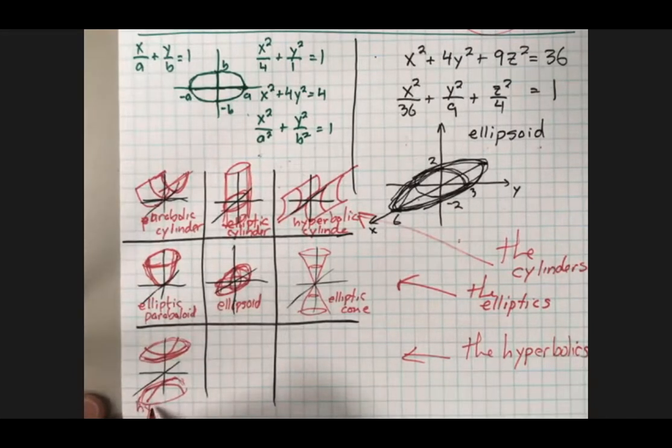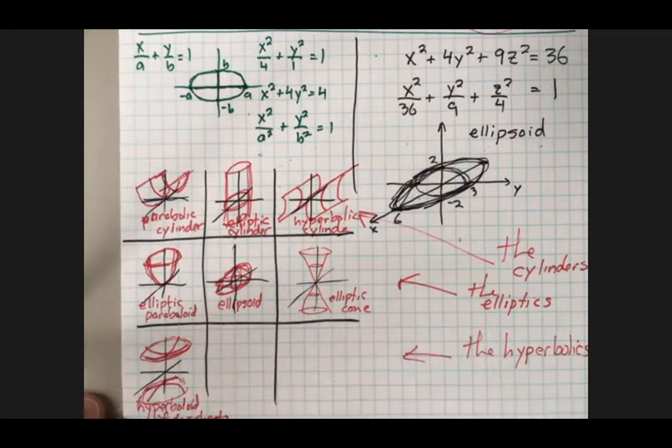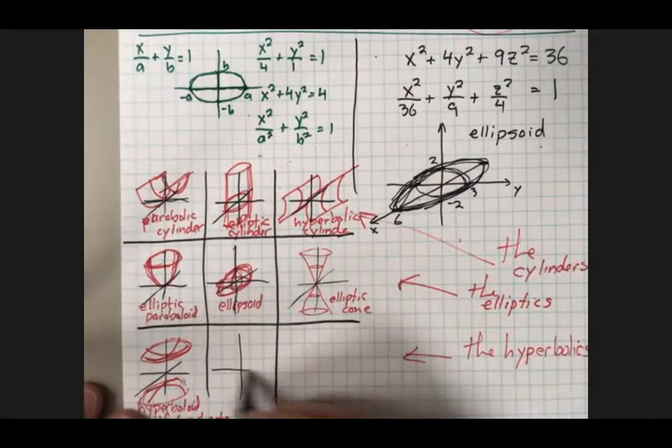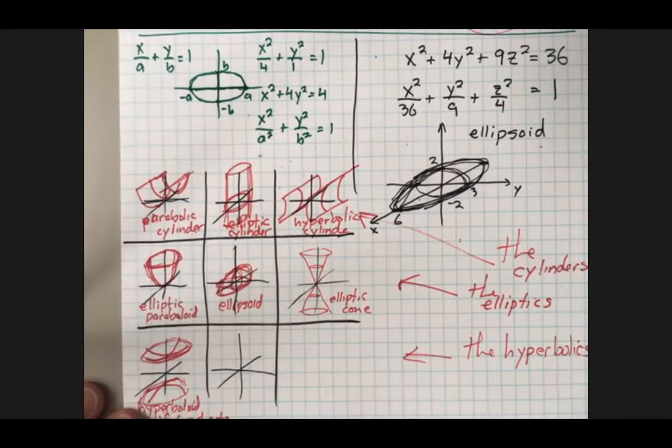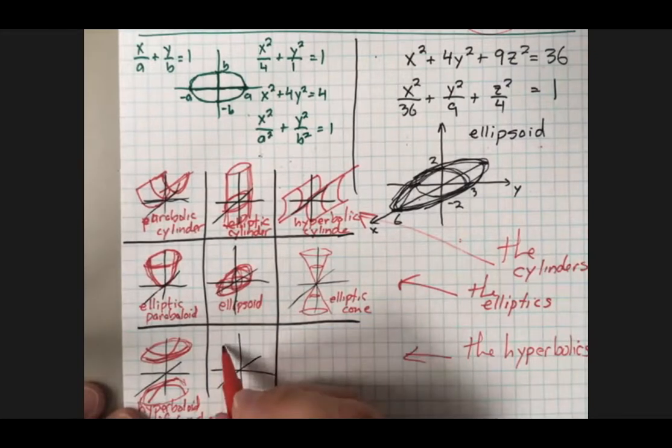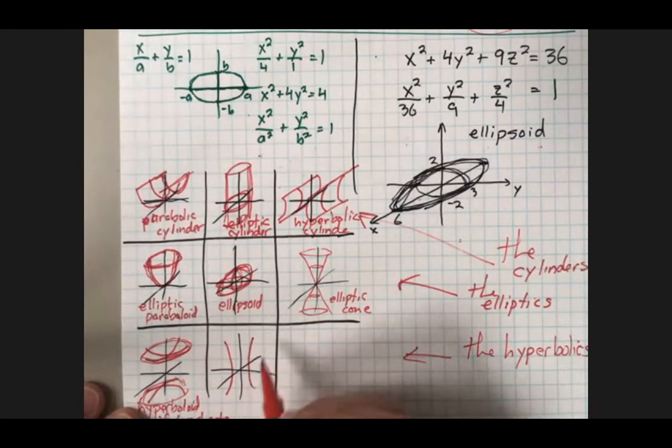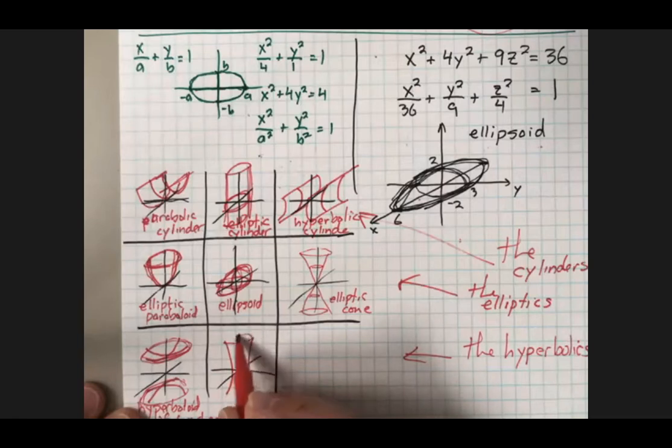This is a hyperboloid of two sheets, the two dishes. You could have a hyperbola in one plane, and then you could spin that around the z-axis to create a little nuclear power plant smokestack.